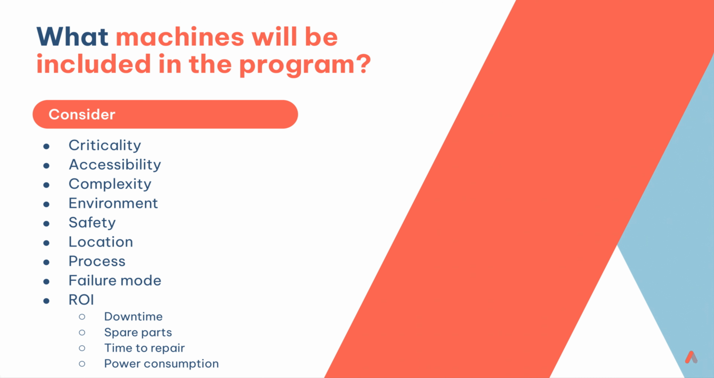What machines will be included in the program is also very important to the success of the program. We need to look at criticality, accessibility, how easy is it to get to them and collect data, how complex are they, what is the environment around them, are the personnel even allowed to get near that piece of equipment, is there a safety issue, is the location far away and hard to access, maybe at a remote pumping station, what is the process conditions that this piece of equipment acts in, what is the failure mode? And what's our ROI? Because without a return on investment, is the vibration program even important? So we need to show all of these things to make a successful program matter.